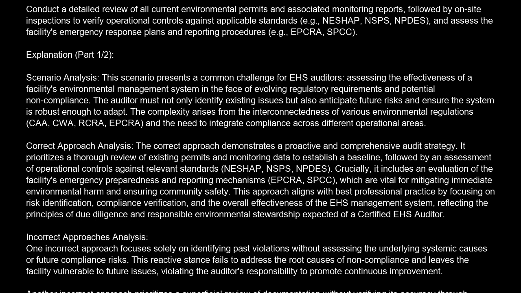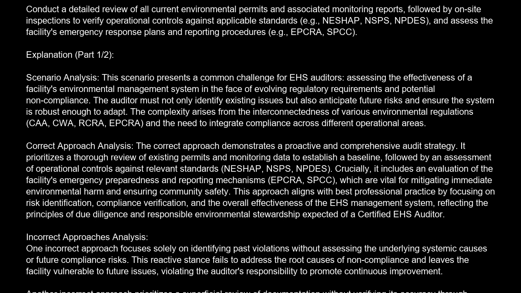Explanation. Scenario analysis. This scenario presents a common challenge for EHS auditors, assessing the effectiveness of a facility's environmental management system in the face of evolving regulatory requirements and potential noncompliance. The auditor must not only identify existing issues, but also anticipate future risks and ensure the system is robust enough to adapt. The complexity arises from the interconnectedness of various environmental regulations, CWA, RCRA, EPCRA, and the need to integrate compliance across different operational areas.